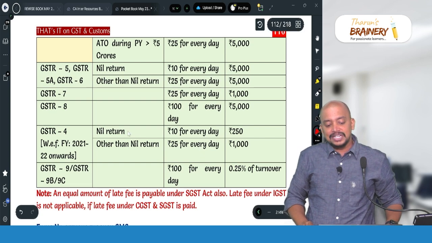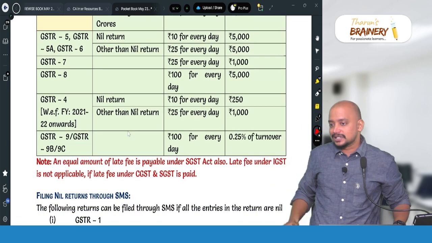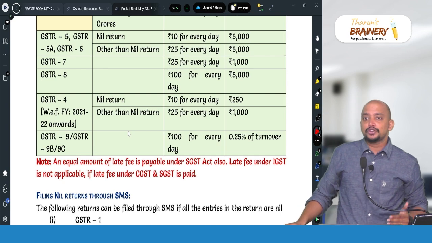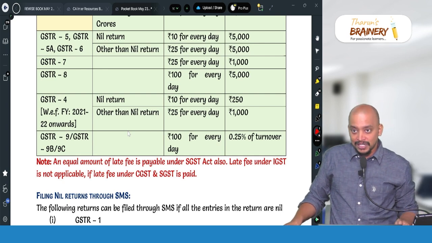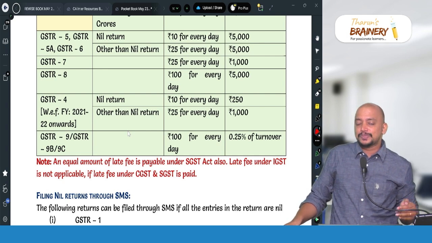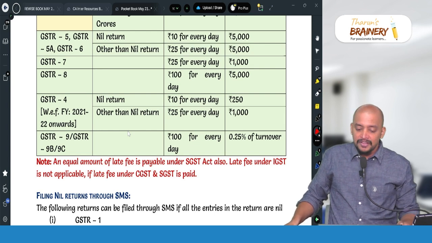Then in case of GSTR 7 and 8, long back we discussed. GSTR 7, 25 rupees per day subject to maximum 1,000. GSTR 8, 100 rupees per day subject to maximum 5,000.